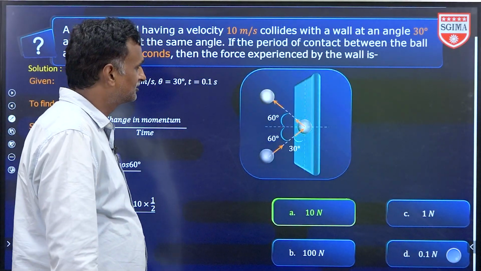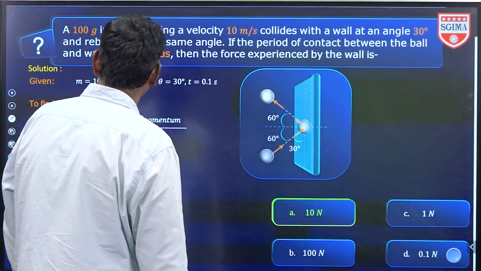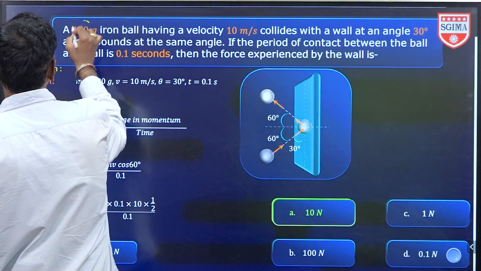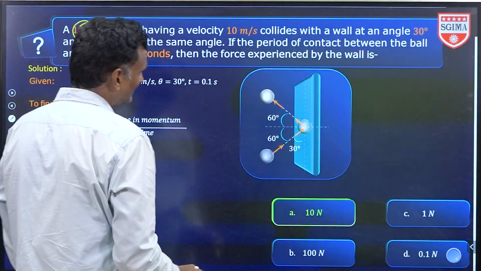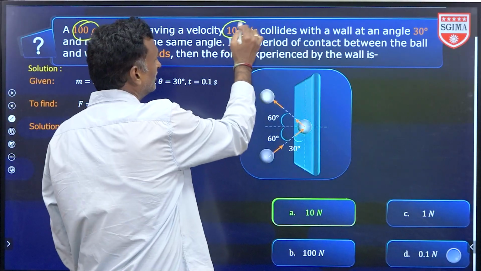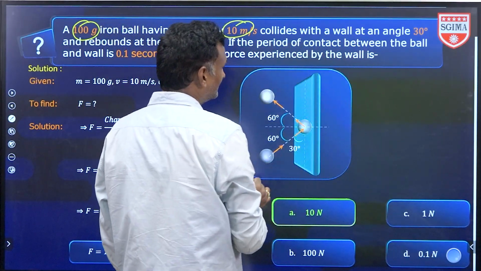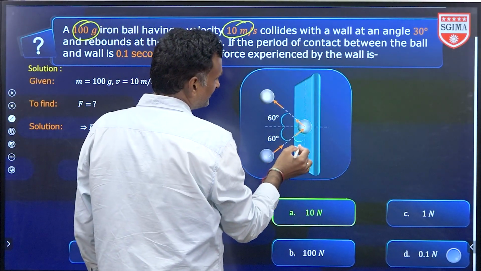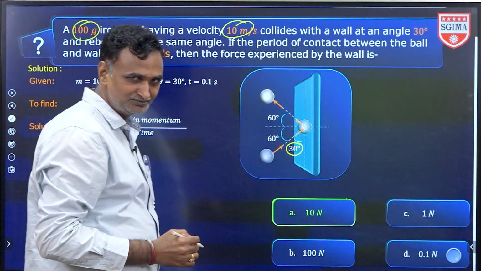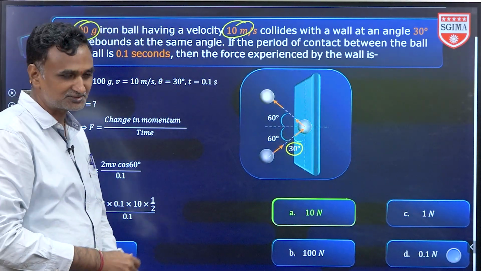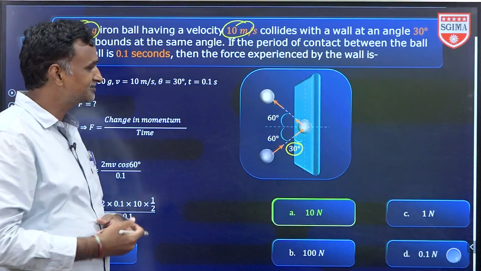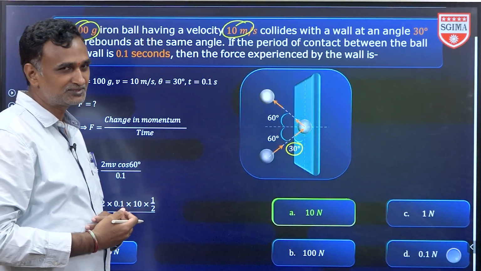Here is one question. Let us see that question. A 100-gram iron ball having a velocity of 10 meter per second collides with the wall at an angle of 30 degrees. So they said here with the wall, 30 degrees only. Just now I told you in the last slide, there is a chance with the wall, or with the normal also. Okay?